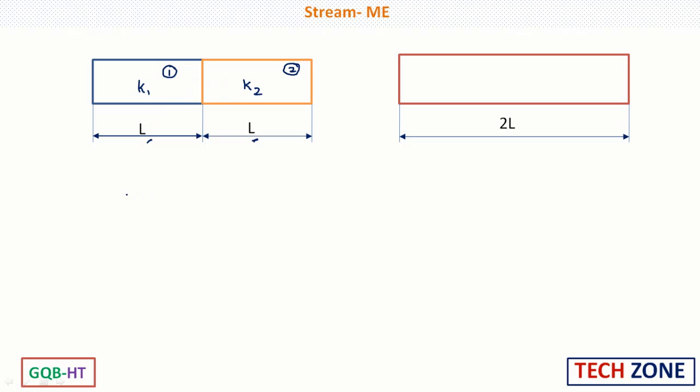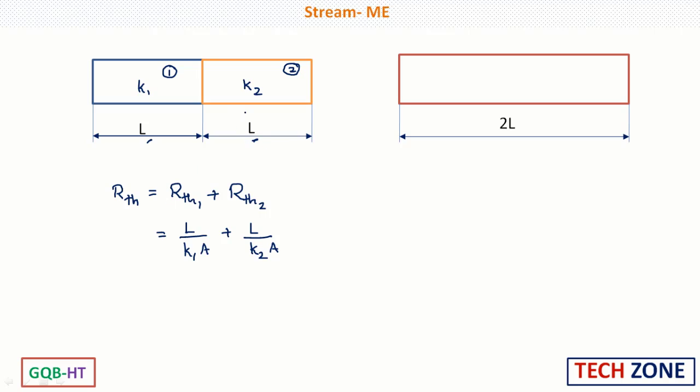So we need to find the thermal resistance of these rods. The total thermal resistance will be equal to thermal resistance in the first rod plus thermal resistance in the second rod. Now thermal resistance in the first rod will be L by K1 into A plus thermal resistance in the second rod will be L by K2A. Now this is the total resistance.